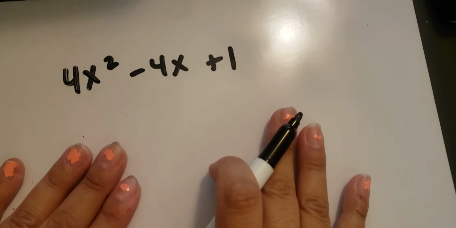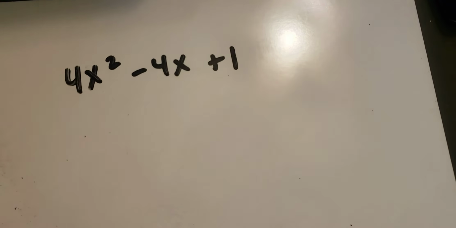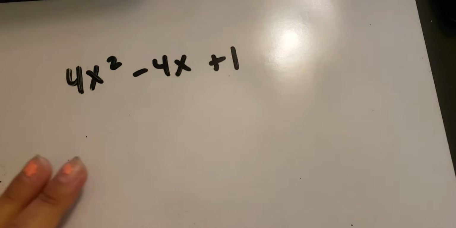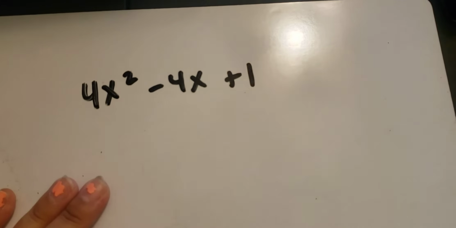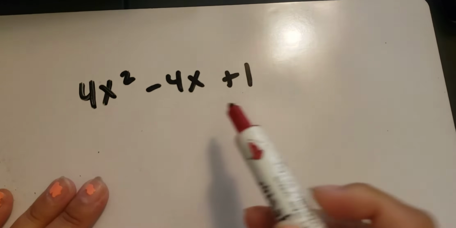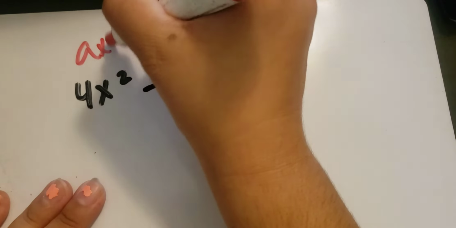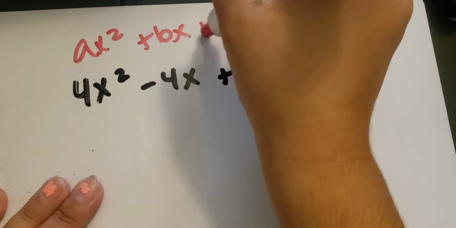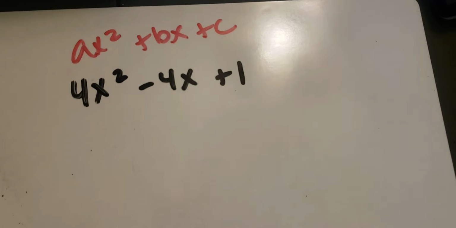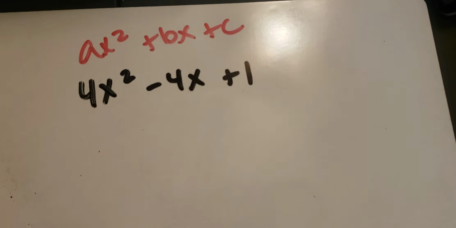Okay, this next example is actually similar to what we learned yesterday. It's the same thing as you did yesterday. I just wanted to show you this one. 4x squared minus 4x plus 1. This is a quadratic, but it's also a trinomial. So I want to remind you ax squared plus bx plus c. Okay. Nothing too fancy about this one or completely special.